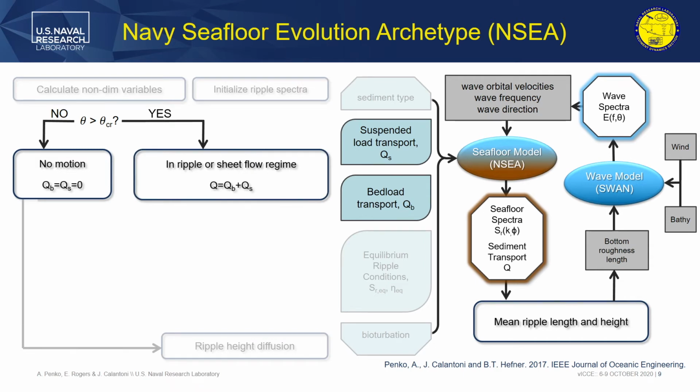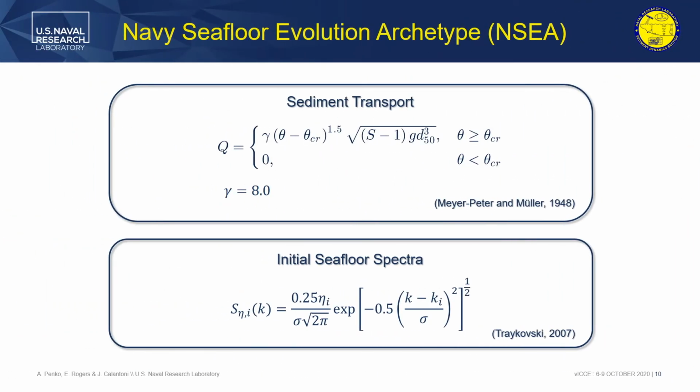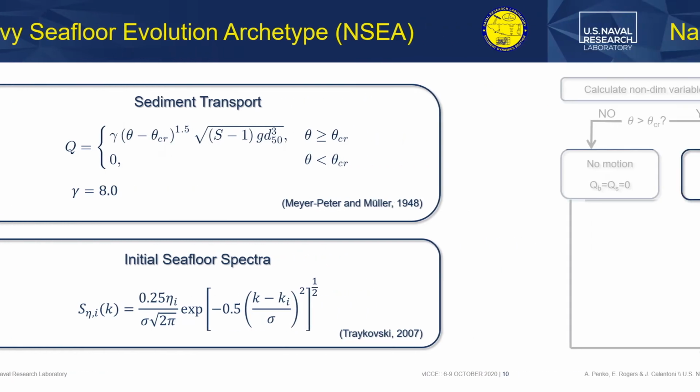Next, if the Shields parameter is greater than the critical Shields parameter, then we know we're in the ripple or the sheet flow regime. We calculate the sediment transport, which is from Meyer-Peter-Mueller, and realize this is a bedload only transport equation, but it actually works quite well with this. Then we initialize our seafloor spectra with a Gaussian equation that's based on an initial ripple height and an initial ripple wave number.